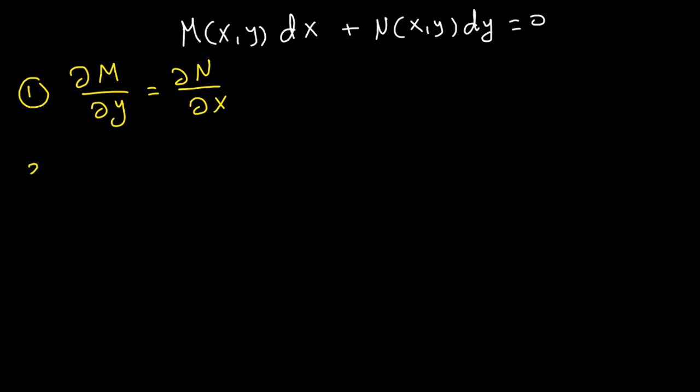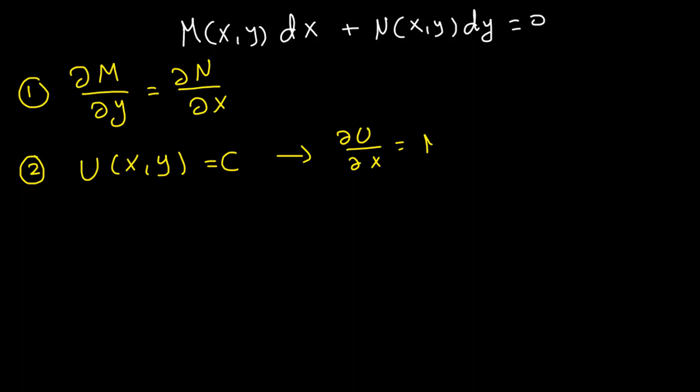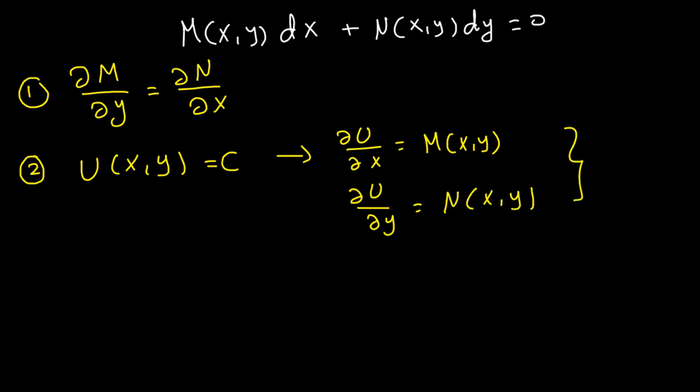Secondly, after we have checked that the differential equation is exact, we look for the solution in this form, u(x,y) = c. By differentiating this, we have partial u by partial x equal to M(x,y), and partial u by partial y equal to N(x,y), and from these two formulas we find the function u(x,y).